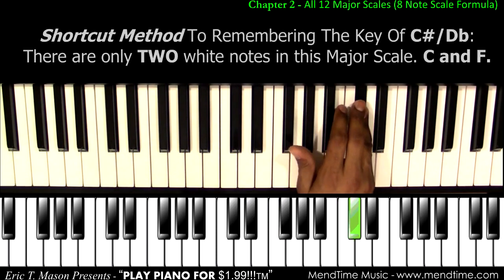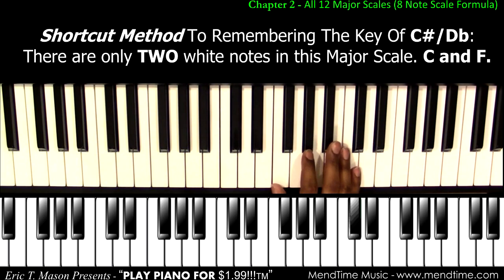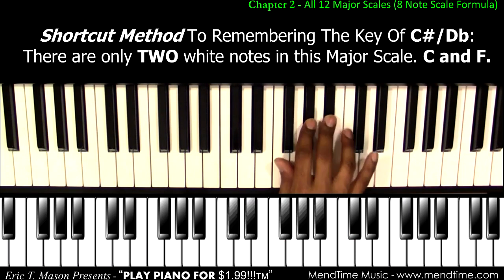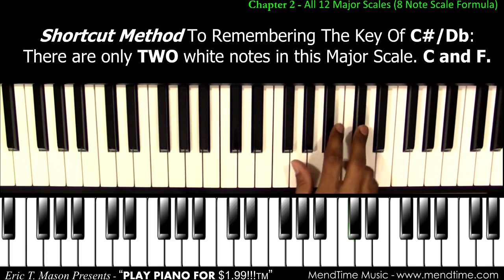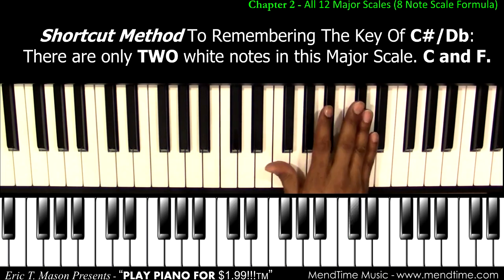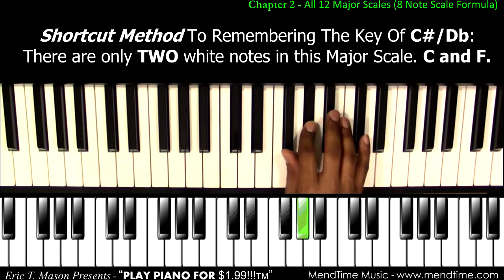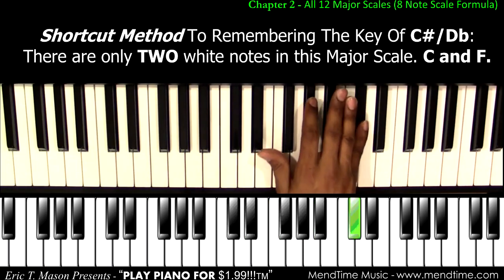And another way to remember C sharp, D flat is just to know that there are only 2 white notes in the scale, which are the key of F, tone, and the tone or key or note of C, and then finding yourself at the end on C sharp, D flat. 1, 2, 3, 4, 5, 6, 7, 8.